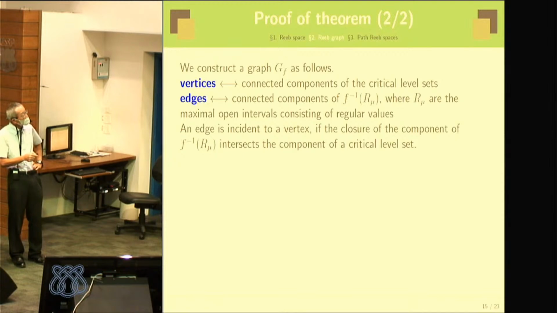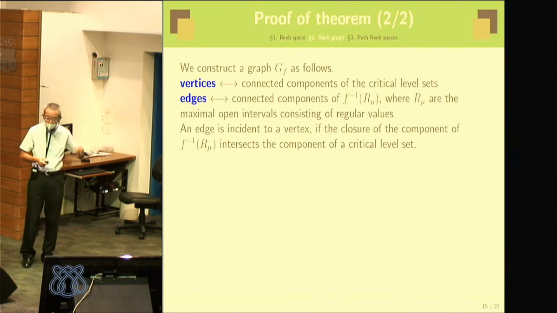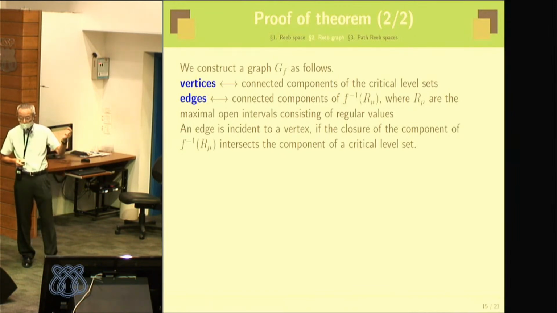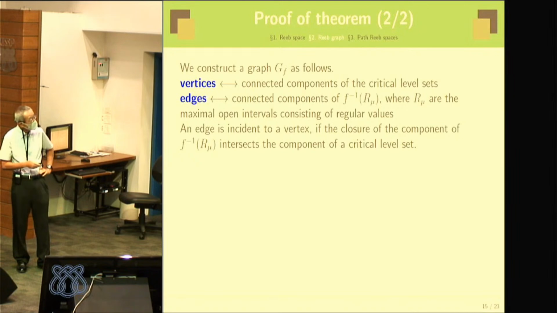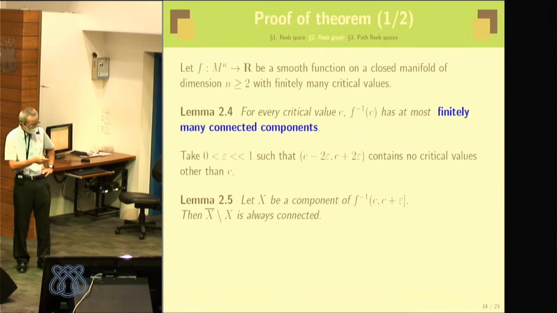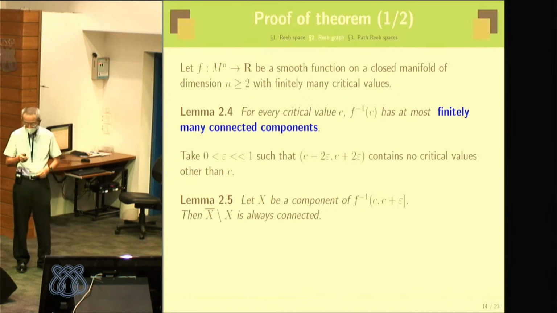Okay, and then an edge is incident to a vertex if the closure of the component intersects the component of a critical level set. This is well defined because of the lemma that I showed in the previous slide. So if you have an edge, you have of course two vertices incident to it, and this is guaranteed by this lemma. If it were not so, you would have to connect one edge to more than two vertices, and this would not be a graph. But here you obtain a graph.